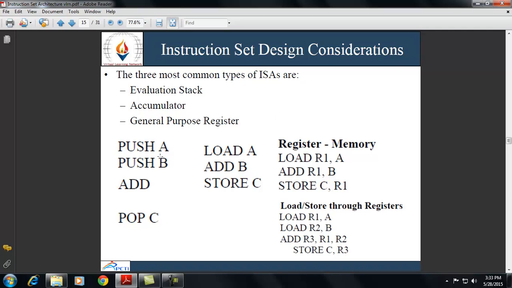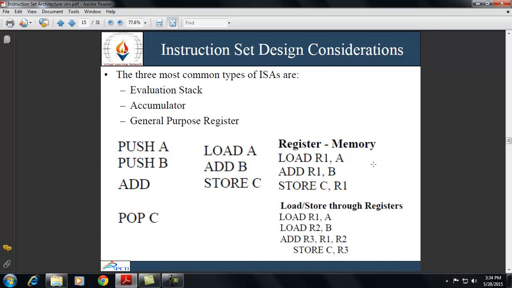You can see push A, push B. On the stack machine, if we want to perform C is equal to A plus B, then we can implement it by using push A, push B, then add and pop C. That is load A, add B and store C. You can see register and memory references.